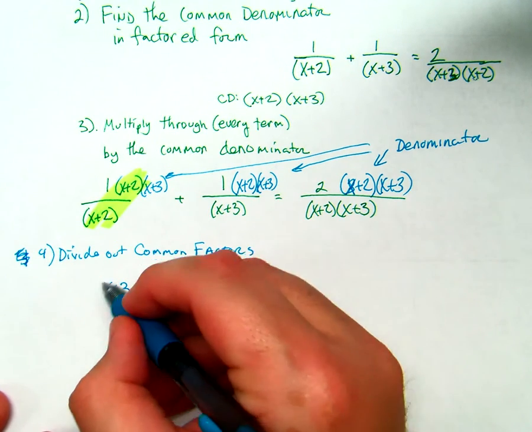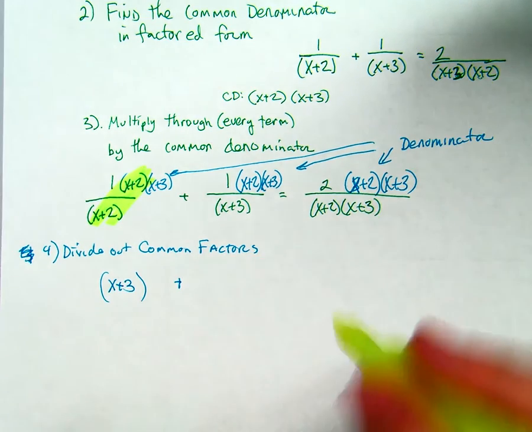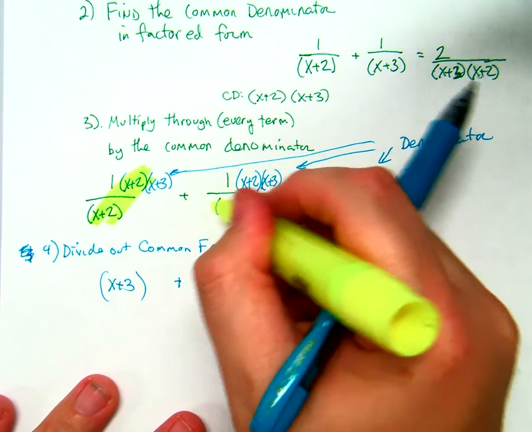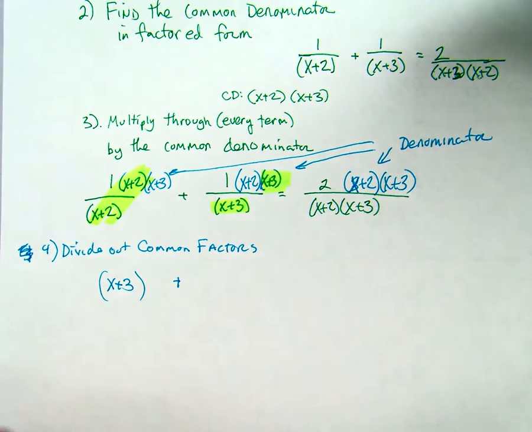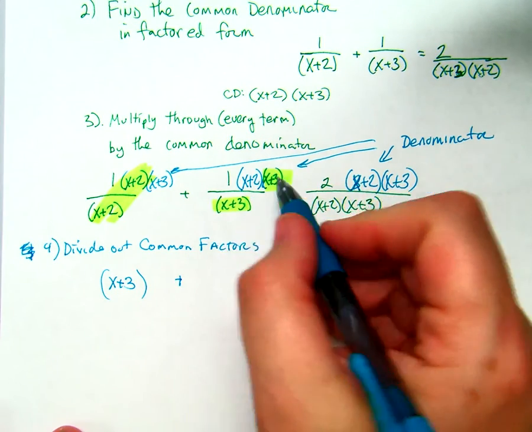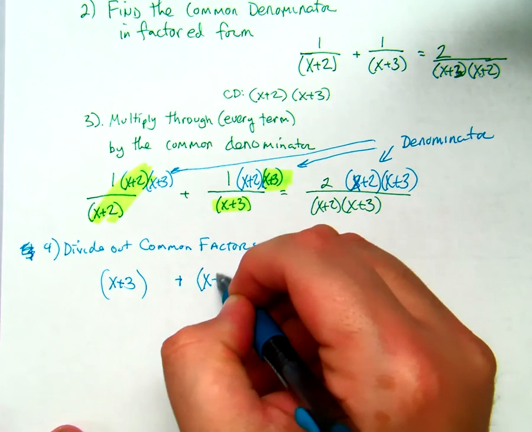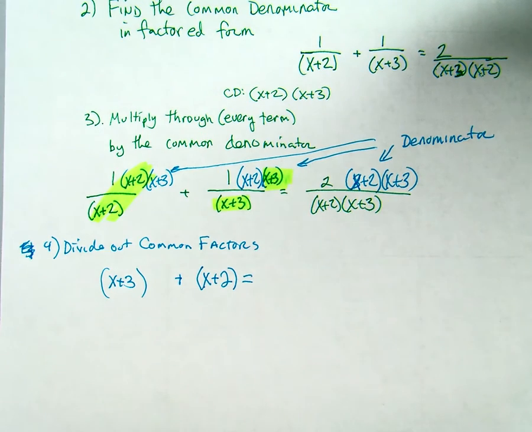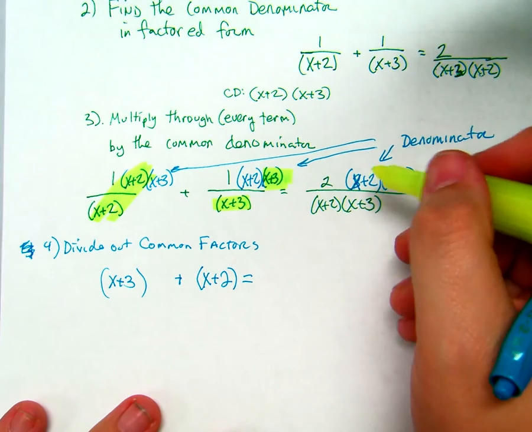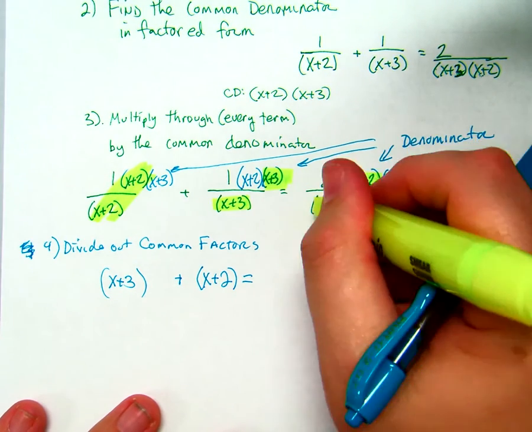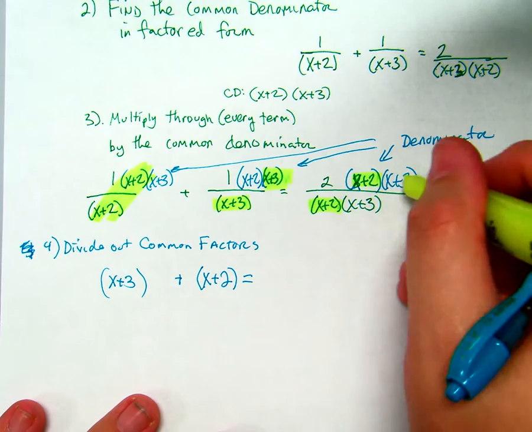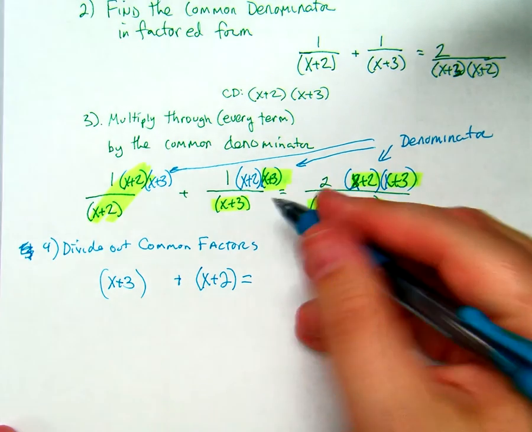Now in the second term, what can I divide out? The x plus 3's. And I'm left with 1 times x plus 2, so I'm left with x plus 2. Now what can I divide out? The x plus 2 and x plus 2, and x plus 3 and x plus 3. So I'm left with just a 2.